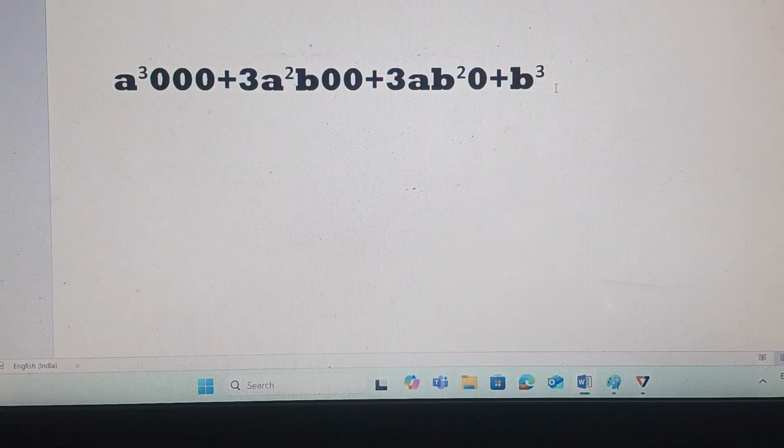Okay guys, so as you see here, this is the formula that we're going to use to cube the numbers. The formula is a cubed with 3 zeros plus 3a squared b with 2 zeros plus 3ab squared with 1 zero plus b cubed.